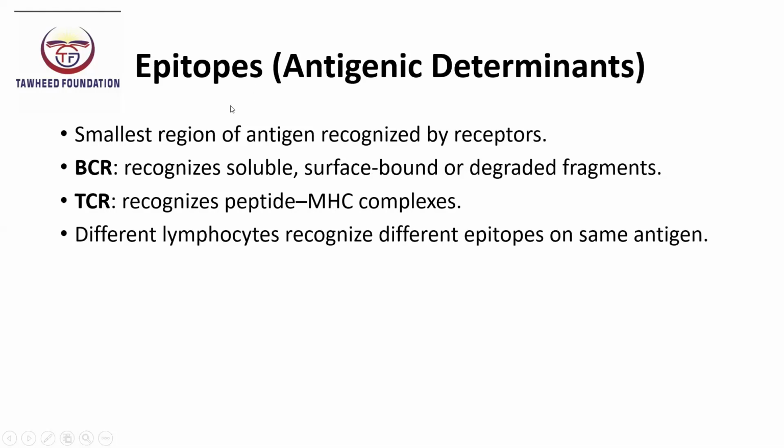Now, what are epitopes? Antigen receptors do not recognize the whole antigen molecule. Instead, they recognize discrete regions on the antigen known as epitopes or antigenic determinants. An epitope is the smallest region or smallest structural unit of an antigen that can be recognized by an antibody or a T cell receptor. Different lymphocytes, each with a unique receptor, recognize different epitopes on the same antigen. This is why a single antigen can stimulate a broad and diverse immune response.